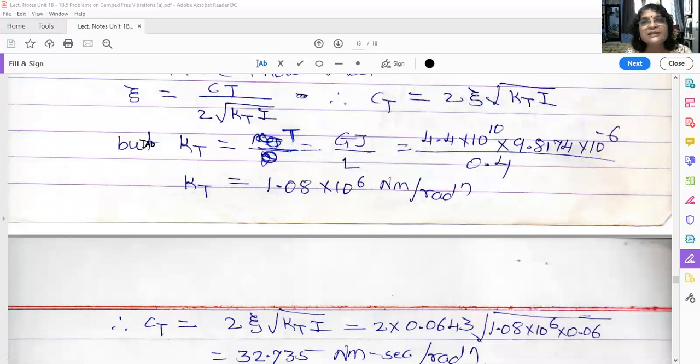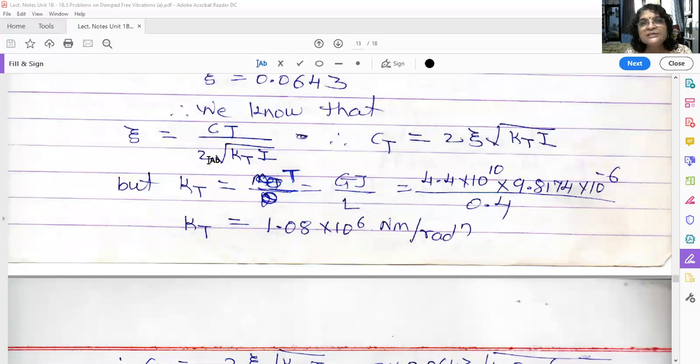See, this is the formula. Zeta is equal to ct upon cct. What is cct? 2 square root of k into m. For torsional, it is kt into I. Okay, so we want to find out ct. So ct is equal to 2 zeta square root of kt into I. Now zeta we have already found out. I is directly given. So we have to find out kt. So what is kt? Kt is equal to T upon theta.